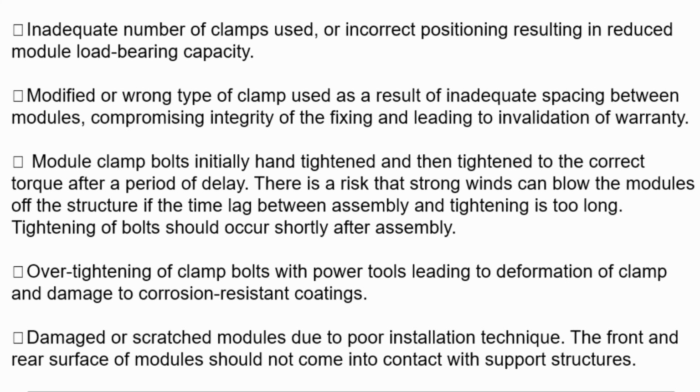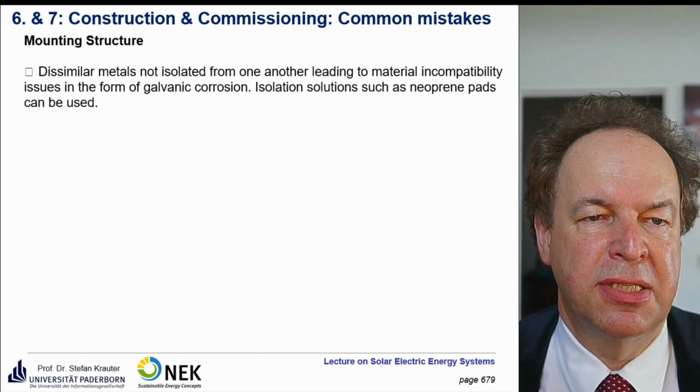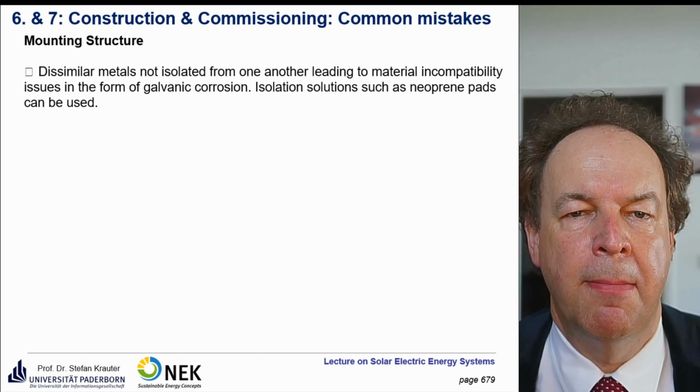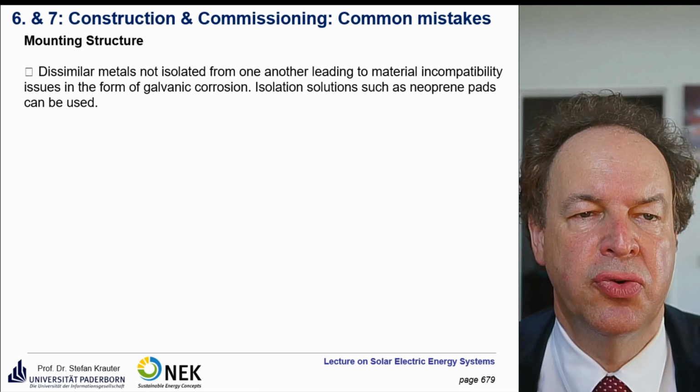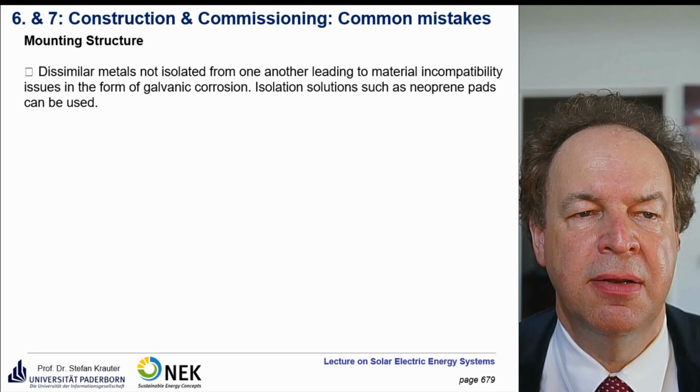The front and rear surfaces of modules should not come into contact with a support structure. This is also due to electrical safety. The module can only be fixed via the module frame, and it really stays away from any metallic material, especially the back part. Mounting structure: as I mentioned already, dissimilar metals are not insulated from each other, leading to material incompatibility issues in the form of galvanic corrosion. Isolation solutions such as neoprene pads can be used.